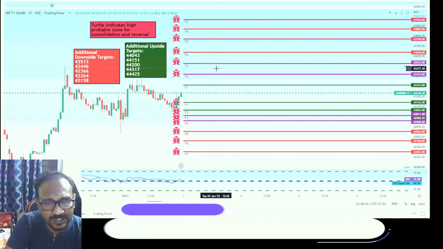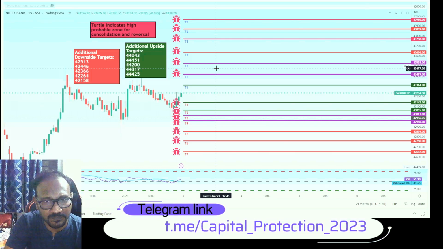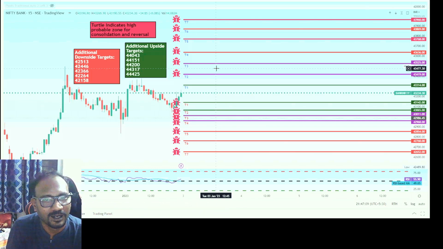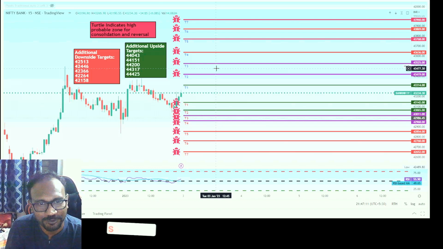So play carefully. Don't take over positioning, right? If you're in loss, just cut it as much as you can, and then exit it, and then get back to your older ways of doing things. This is for experimental purpose. Probably you can start off with a lot and see whether the results are paying off or not.